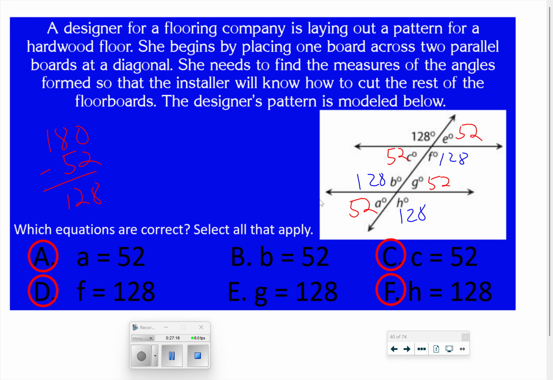Okay, the answer here is A, C, D, and E. So remember that usually when you have parallel lines, all the acute angles are equal and all the obtuse angles are equal. So here we have obtuse angles 128, B is obtuse 128, F is obtuse 128, and H is obtuse 128. And then these other angles are all 52. So then you look to see which one has the correct one, and that's it.